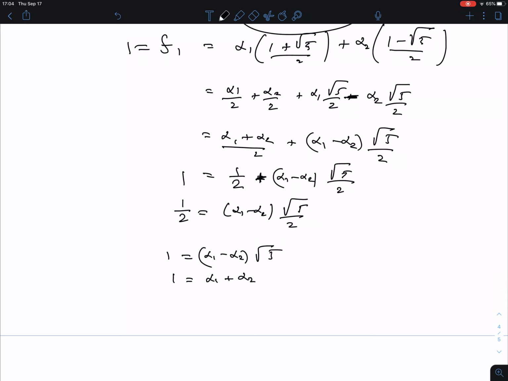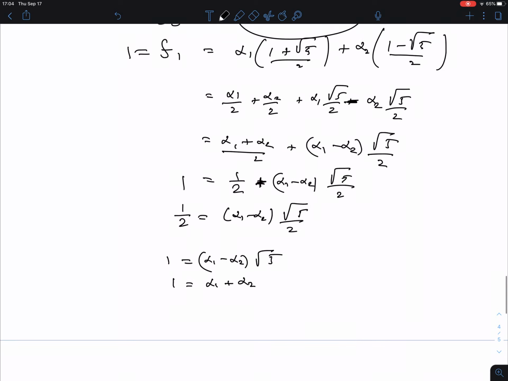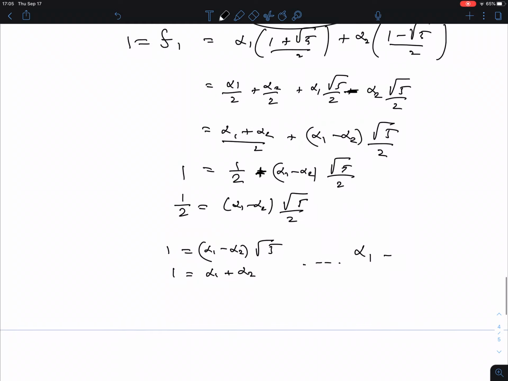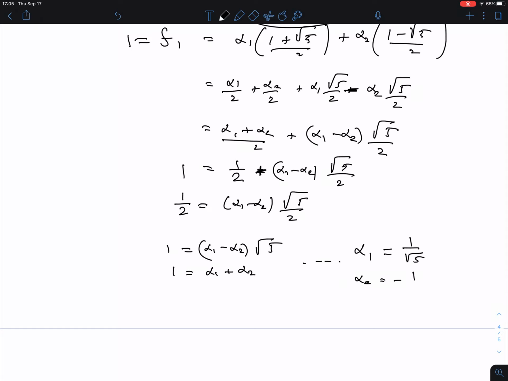Now, I'm not going to solve this exactly for you, so dot dot dot. At home, just work this out. It's really simple, but with the radicals it gets a little bit ugly. The solutions are actually alpha 1 is 1 over radical 5, and alpha 2 is minus 1 over radical 5.